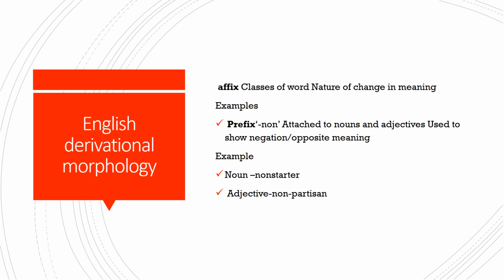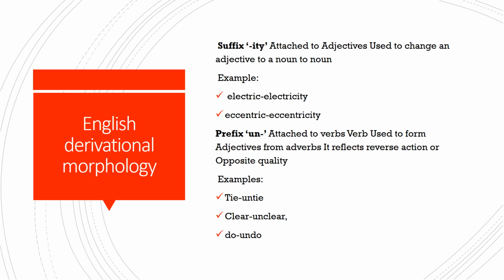Affix, classes of words, and nature of change in meaning. For example, the prefix non, attached to nouns and adjectives, is used to show negation or opposite meaning. For example, non-starter; non-starter is a noun. Non-partisan is an adjective. The suffix ity, attached to adjectives, is used to change an adjective to a noun.